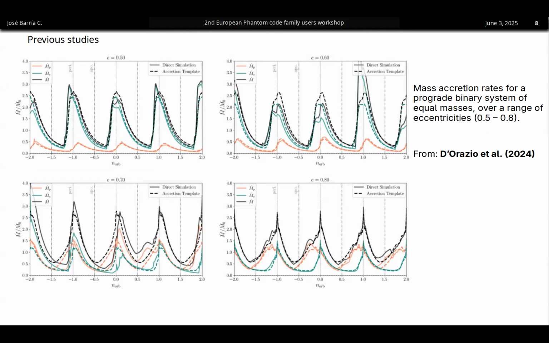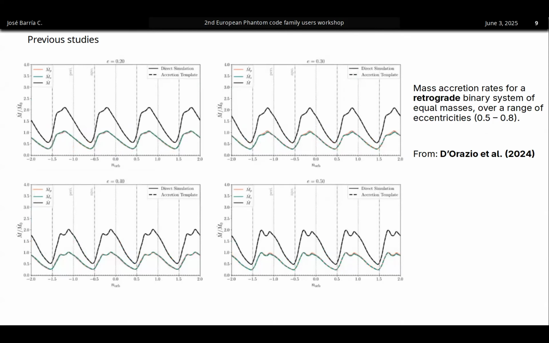They also model retrograde disks. In this case, the accretion is much more stable and predictable, and the mass accretion rate of each component is basically the same.